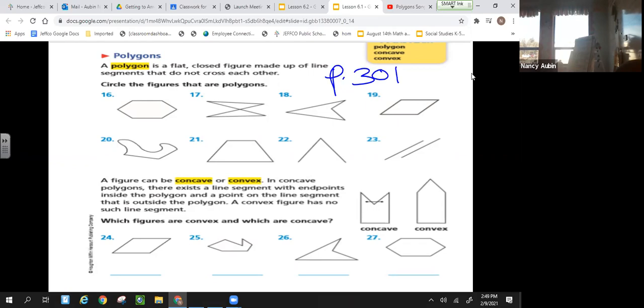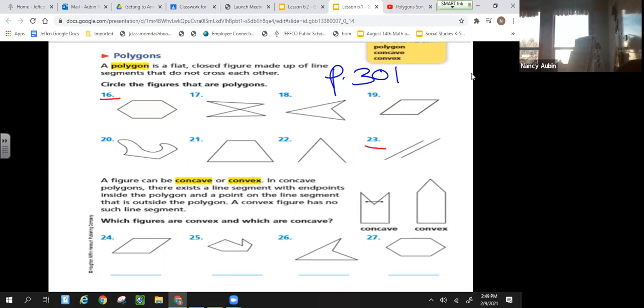Okay, on page 301, you're going to circle the figures that are polygons. You've got 8 of them. Go ahead and do numbers 16 through 23, and then we'll talk about those and move on to the concave and convex. You can circle the shapes that are polygons. You're doing numbers 16 through 23 on page 301. Go back to the definition if you're not sure.